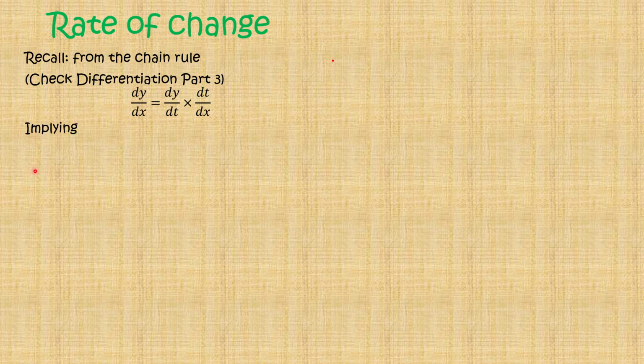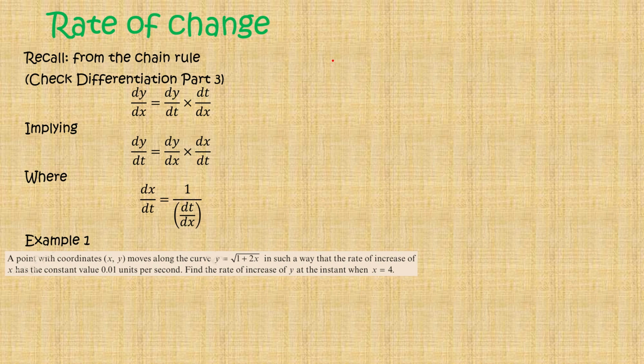Now, this would imply that dy/dt would be given as dy/dx times dx/dt, where dx/dt is given to be 1 over dt/dx. Now, with that concept in mind, let us take a look at some examples. So, we have example 1.